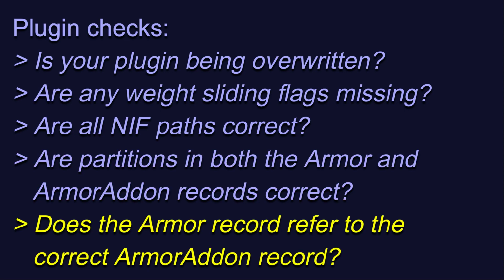Lastly, check that your Armor record points to the correct Armor Addon record for your item. If it does not, then you're going to see the wrong thing when you try to wear it, even if the ground model shows the correct one. If you are having an issue, hopefully one of those tips covers it. If you are still stuck after trying all those suggestions, feel free to post a comment here or try asking over in the Body Slide Discord server.